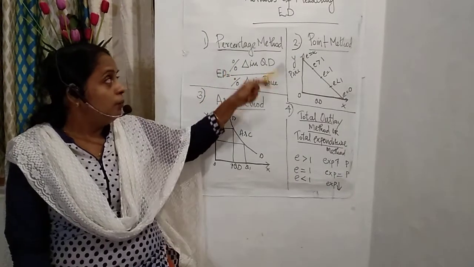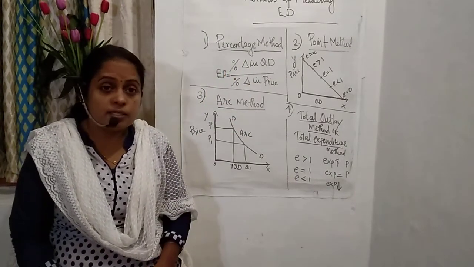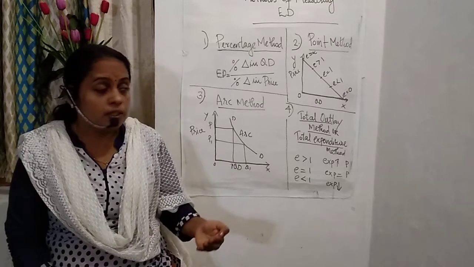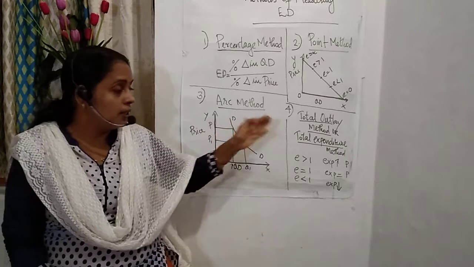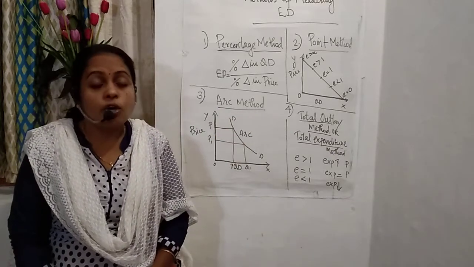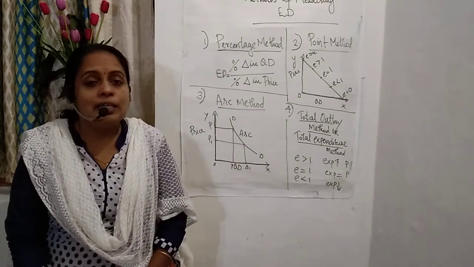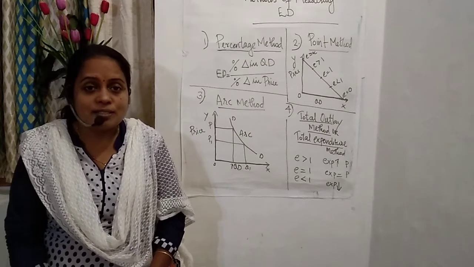Okay, that's all about the methods of measuring elasticity of demand. We can use 4 methods: percentage method, point method, arc method, and total outlay or total expenditure method. That's all about methods of measuring elasticity.